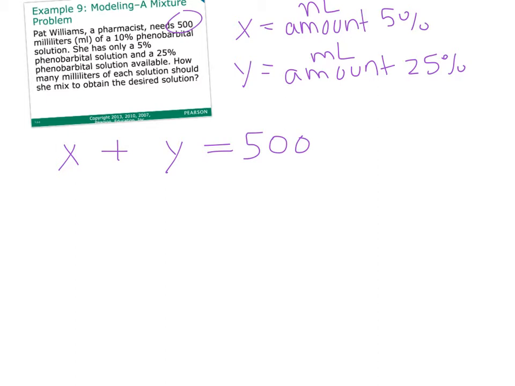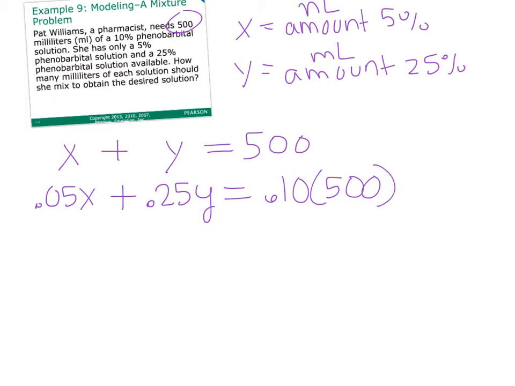Now you need to worry about the percentages. She needs a 10% solution. Well, the x is a 5% solution. So you need to convert that 5% to a decimal. So 0.05 of the x. The y is a 25% solution. So 0.25 of the y. And she needs 10% of the 500 to be phenobarbital. So 0.10 of the 500.